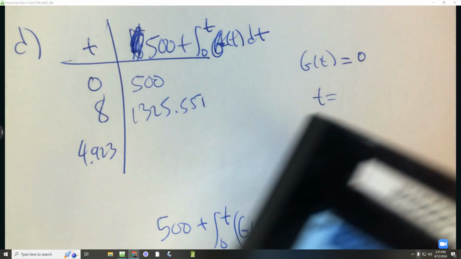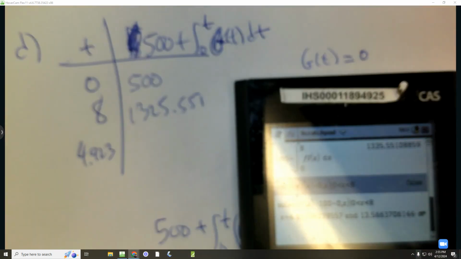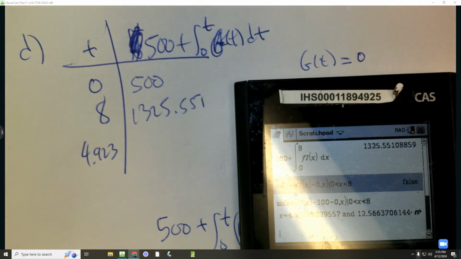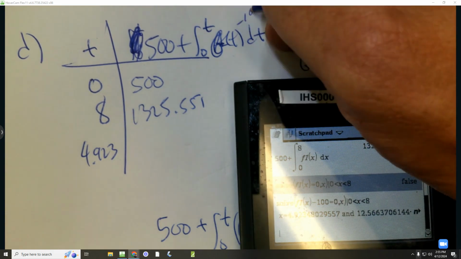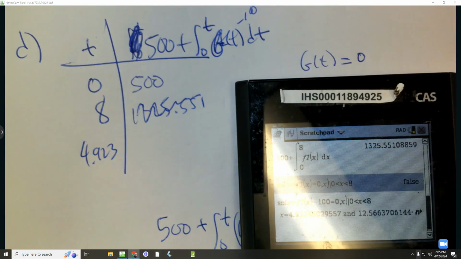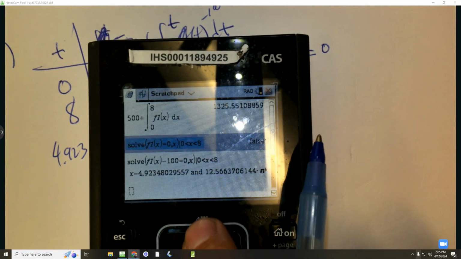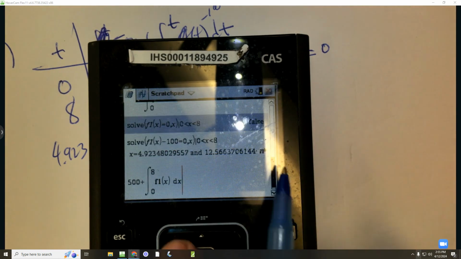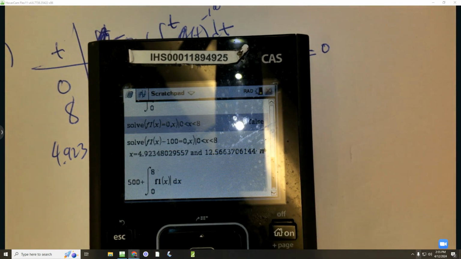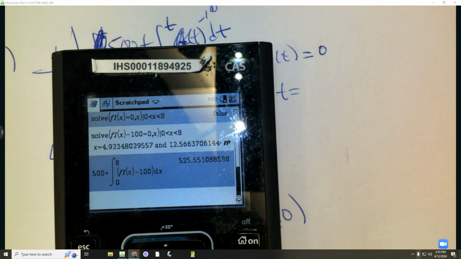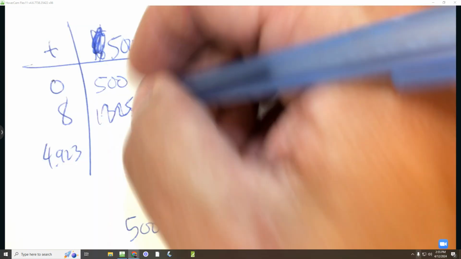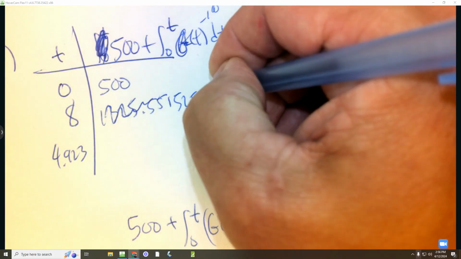4.923. Now I'm going to put it back in again. So this part here is wrong because I typed it in wrong. I need that minus 100 in there. So here, I'll show you. So this is wrong. So let's recorrect it. So this needs to have subtract 100 in terms of what's leaving. Then do it. And you get 525.551. Good.